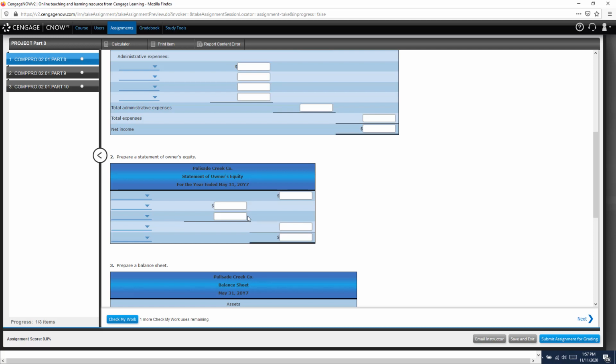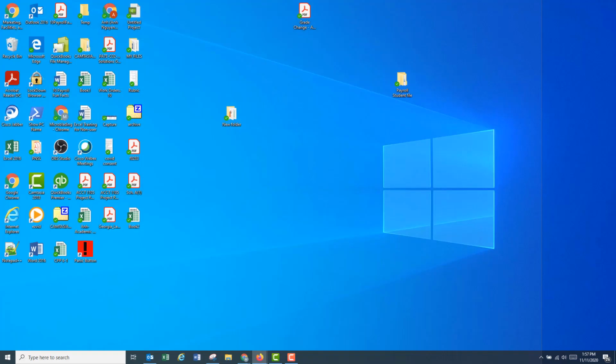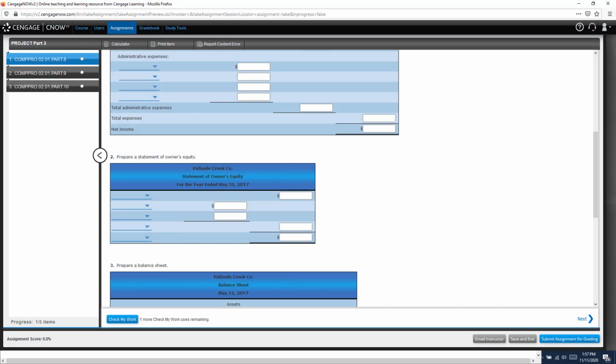Withdraw, where does that come from? Well, what's the latest balance of withdraw? It can't be from part 1, right? Because in part 1, we had the beginning balance, and then we had some entries that relate to drawing, and then we get to project part 2. So the latest balance is in project part 2.